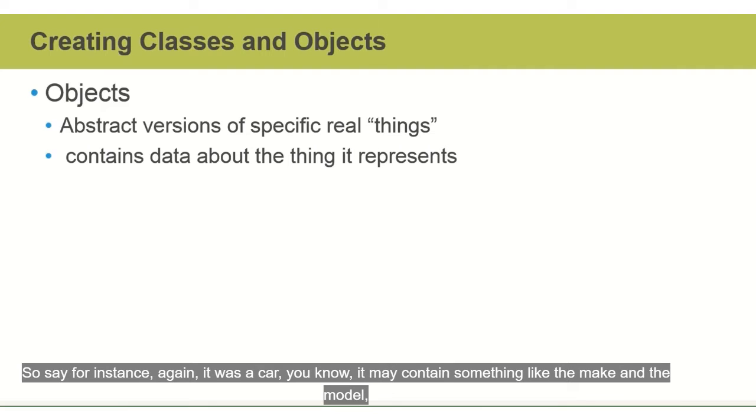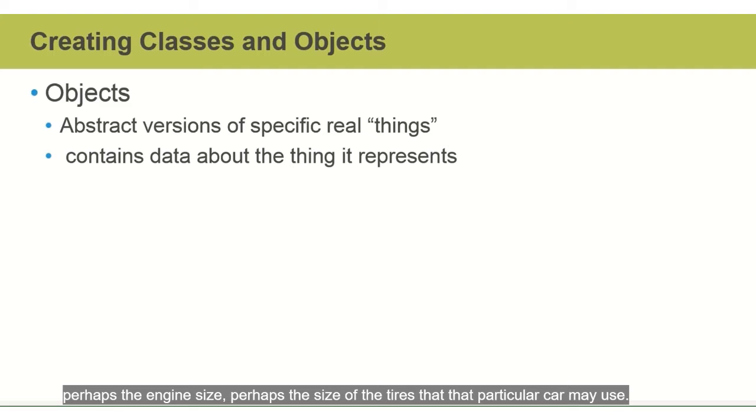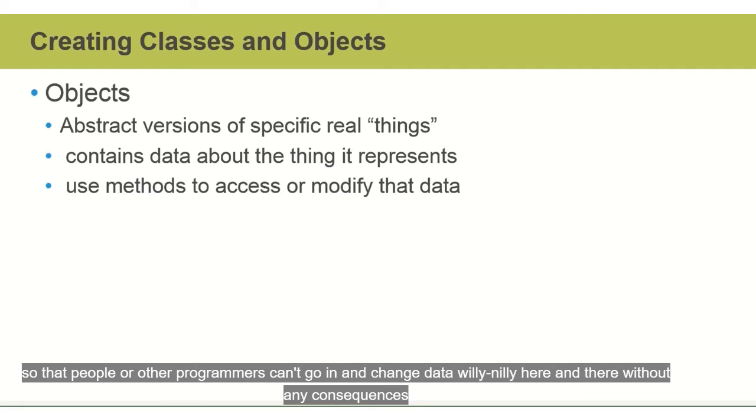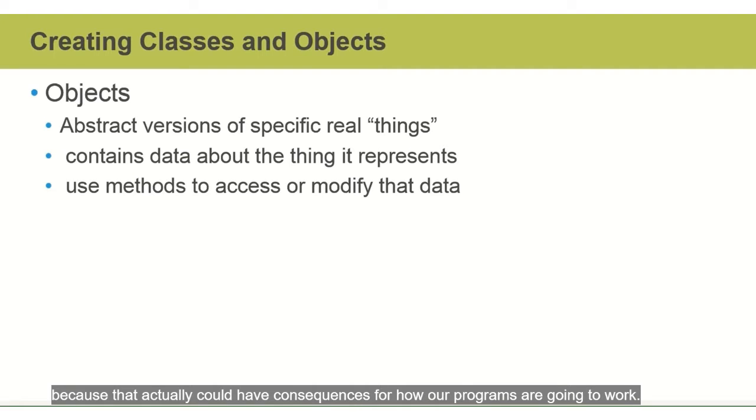So say, for instance, again, it was a car. It may contain something like the make and the model, perhaps the engine size, perhaps the size of the tires that particular car may use. And we can use methods to access or modify the data that our object contains. We want to do this so that programmers can't go in and change data willy-nilly here and there without any consequences, because that could affect how our programs are going to work.